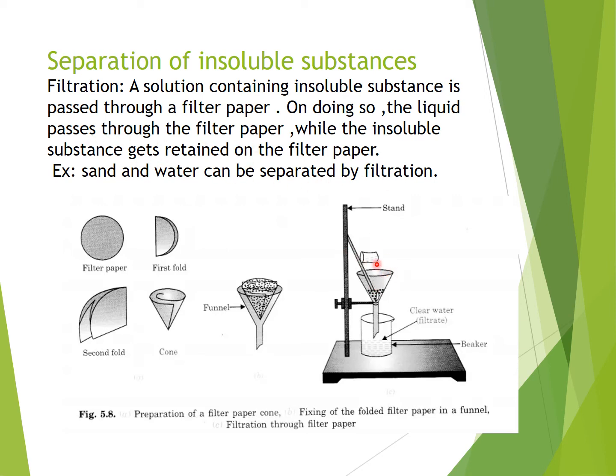So the liquid passes through the filter paper. Now the liquid in which we have mixed the sand, we are going to pour that liquid into the funnel. What will happen is the insoluble substance will get retained in the filter paper, will stay here. Like the sand is going to stay in the filter paper, and the liquid will pass through the filter paper and it will be collected in the beaker here. So this process is known as filtration. For example, sand and water can be separated by filtration.